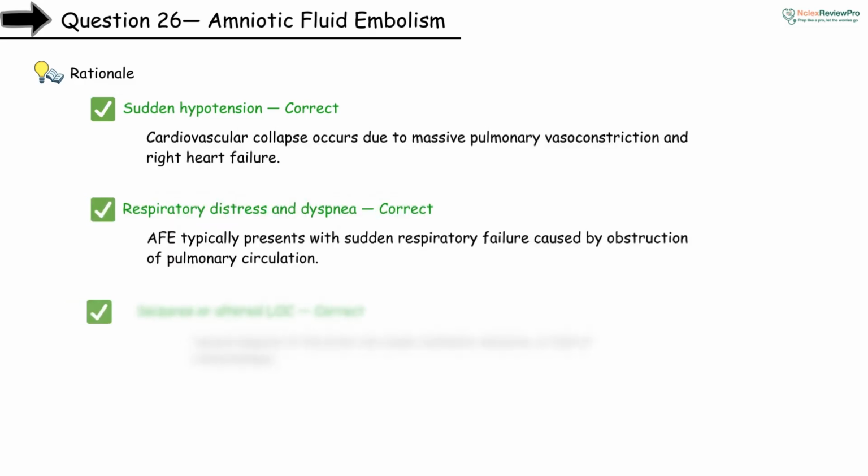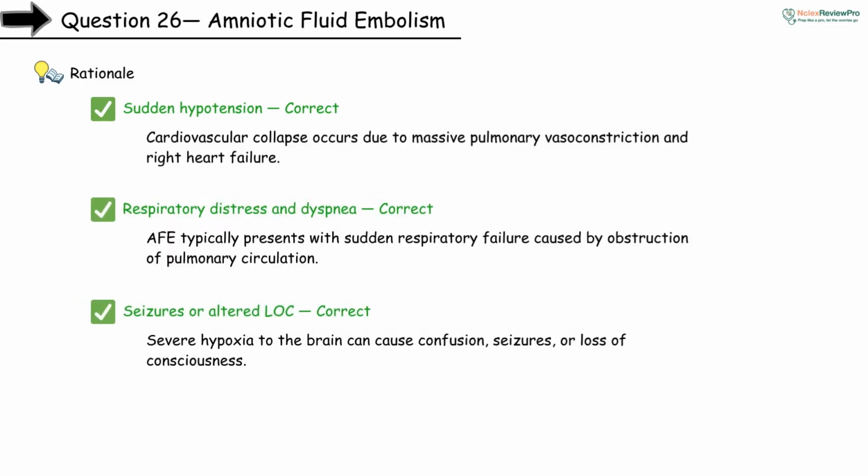Now, let's go through each option. Sudden hypotension. This is correct. There is cardiovascular collapse due to massive pulmonary vasoconstriction and right-sided heart failure. Respiratory distress and dyspnea. Also correct. This is typically the first sign. The client suddenly develops respiratory failure due to pulmonary obstruction and hypoxia.